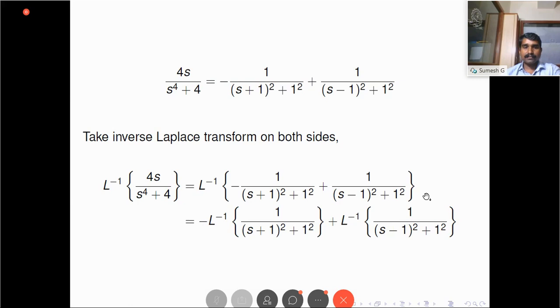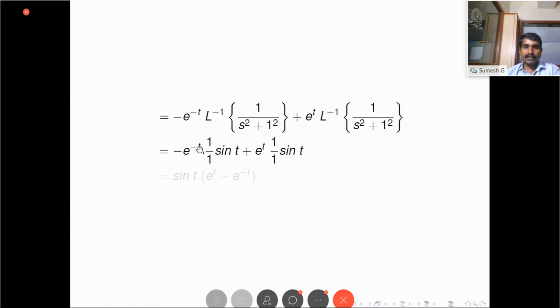The final answer is e raised to minus t into 1 by 1 sin t plus e raised to t into 1 by 1 sin t. Take sin t outside. The final answer is sin t into (e raised to t plus e raised to minus t).